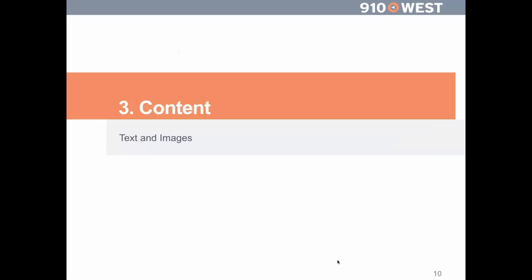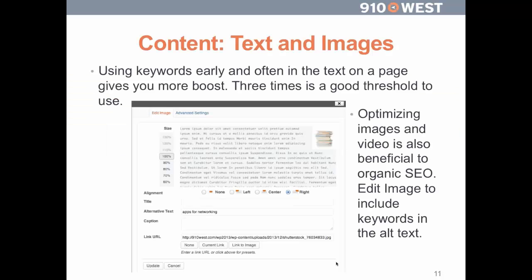Number three, content, which is text and images. If you use keywords early and often in the text on a page, it gives you more boost. In advertising research days, we called that voting Chicago style, early and often. Three times is a good threshold to use in the content. And then optimizing images and video is also beneficial to organic SEO. So edit the image to include keywords in the alt text.